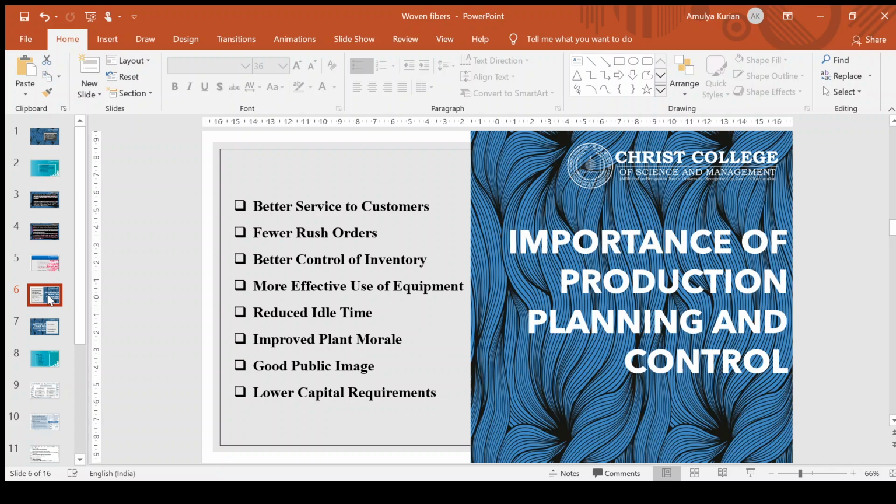Third one, better control of inventory. If you are having a good control system, it ensures that you are lowering the inventory in working process and less finished stock so that efficient service to customers can be offered. It also helps in exercising better control over raw material inventory, which contributes to more effective purchasing. Next one, more effective use of equipment.